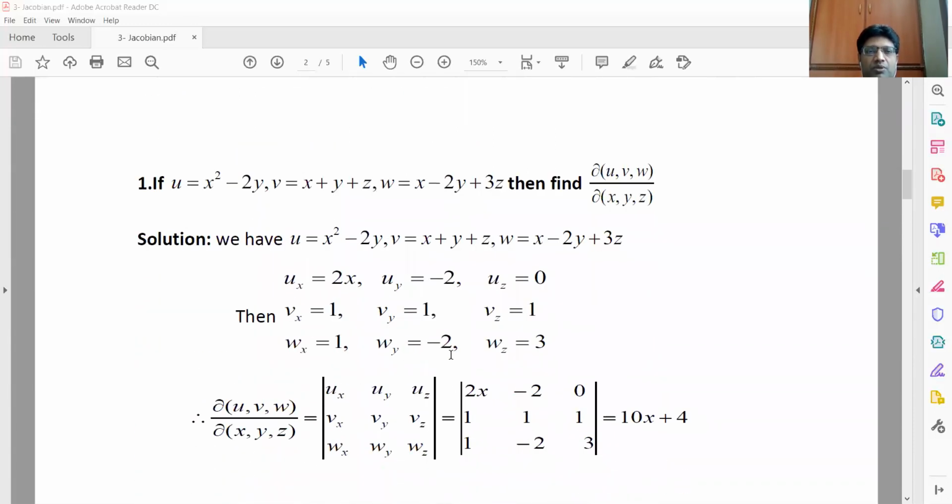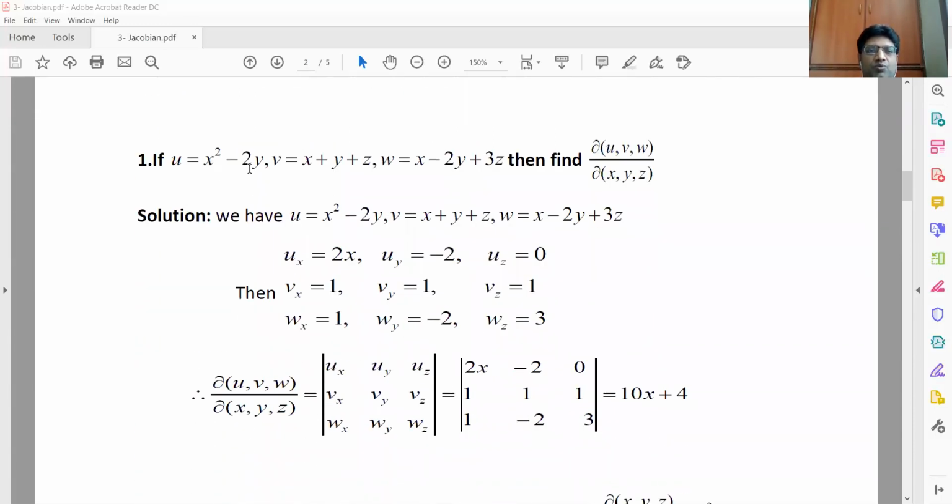Now we see problems on this. u is x square minus 2y, v is x plus y plus z, w is x minus 2y plus 3z. Then find the Jacobian of u, v, w with respect to x, y, z. So what is given? u, v, w is given. So to calculate this by formula, what do you require? u sub x, u sub y, u sub z.